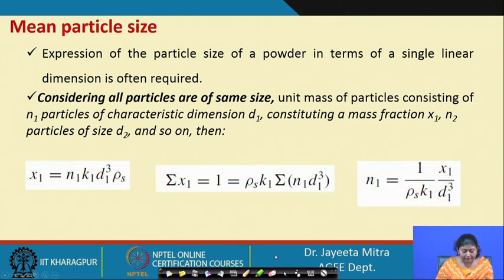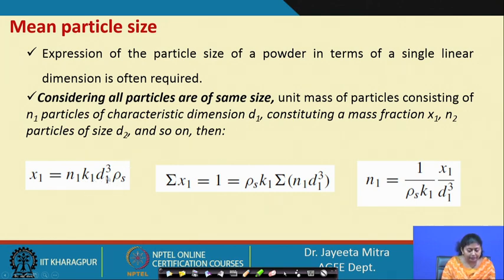So, then we can express that suppose x1, one fraction now we want to express, which is having the size of d1. So, x1 will be n1 k1 d1 cube into rho s. What is this? d1 is the dimension. So, when we want to express in terms of the volume, we need to express linear dimension cube.